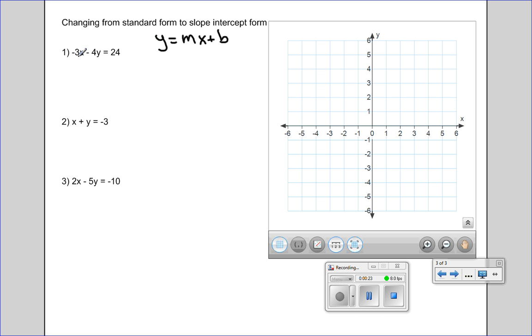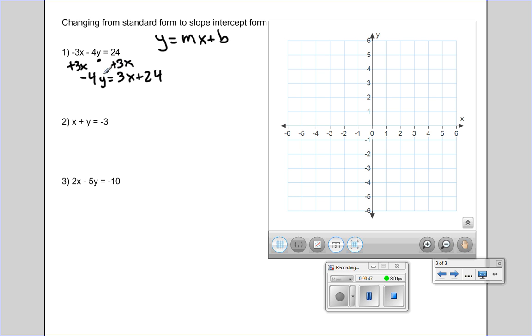So if we begin with this problem, you'll see negative 3x minus 4y equals 24. Our goal is to get this y all by itself. So we need to move this negative 3x. The opposite of negative 3x is positive 3x to both sides, because remember, what you do to one side, you must do to the other. So there's negative 4y equals 3x plus 24.